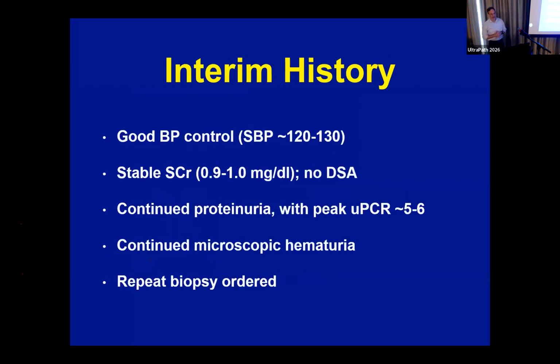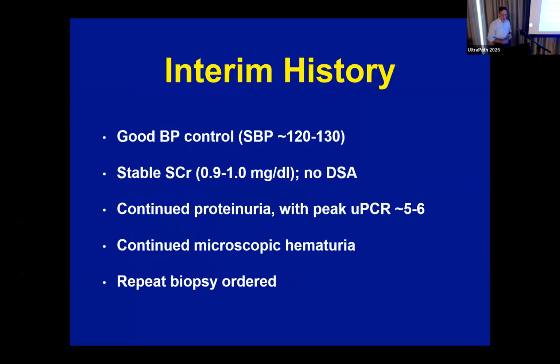But time went by, and in the interim, they got good blood pressure control in this patient, stable creatinine, no DSA. However, he continued to have proteinuria, and it actually continued to increase, and it peaked with a urine protein to creatinine ratio of about 5 to 6, and continued microscopic hematuria.